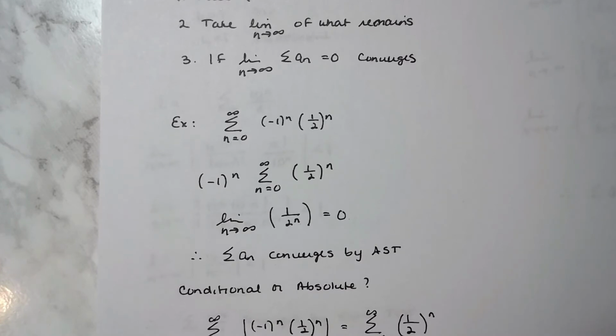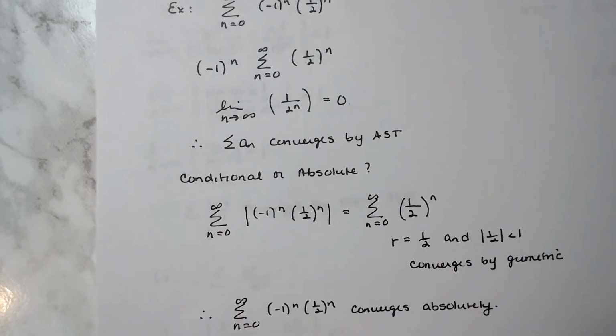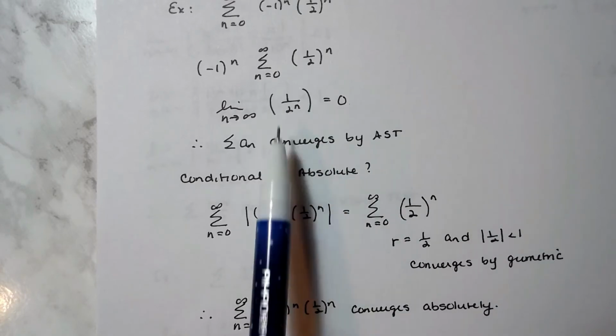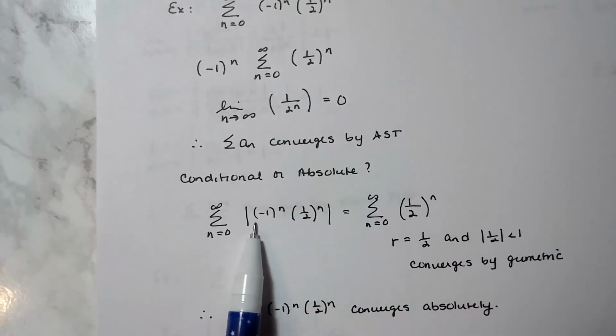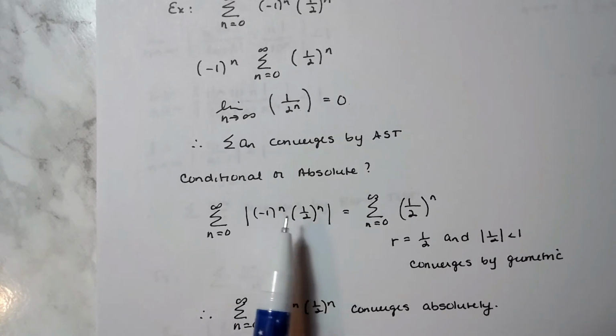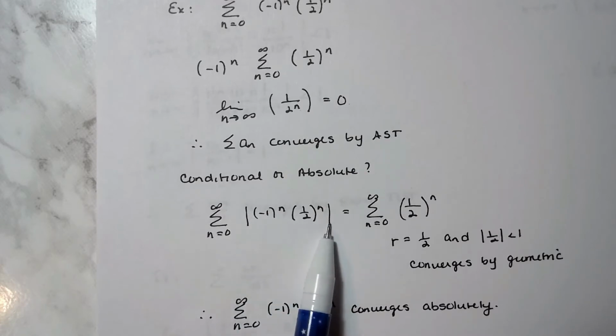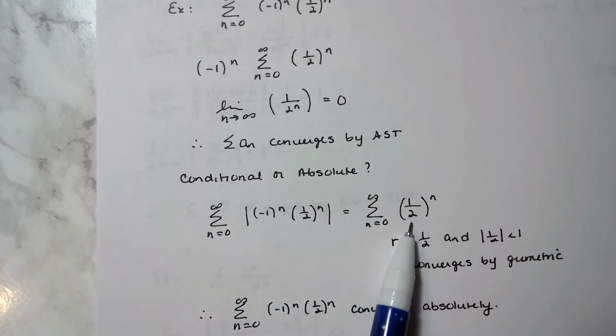Now, you don't have to do anything else unless you're asked, is it conditional or absolute convergence? In that case, what you're going to have to do is show the grader that not only did you do this, but now you're going to take the absolute value of what's in there, and you're going to test that. If I write this out and then take the absolute value, then what I have is this.